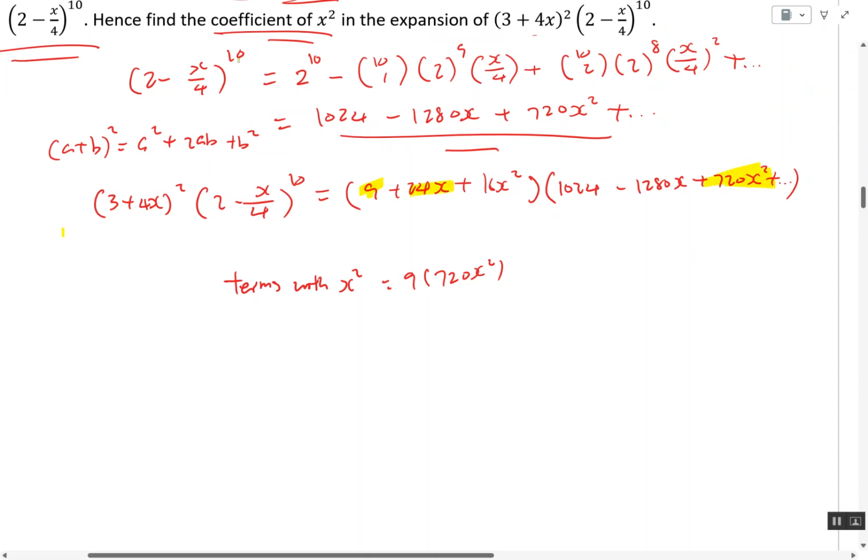Then I have 24x, I need to multiply by the x term, right? Multiply by this term here. Then of course the 16x squared term, you multiply by the constant here. So when you write everything down, this is what you all should get.